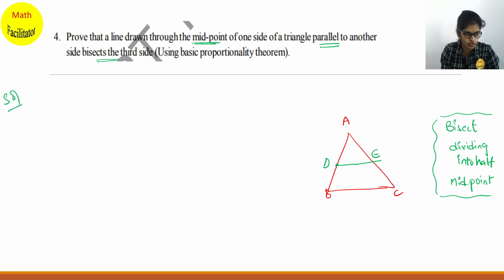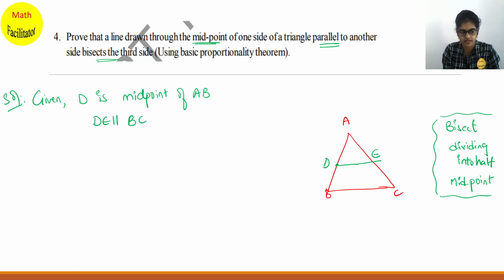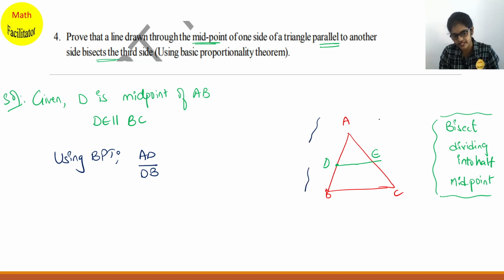So let's write the solution. What is given? D is midpoint of AB, and DE is parallel to BC. So when DE is parallel to BC, using BPT, what can you say? In the triangle, DE is parallel to BC. So using BPT, the basic proportionality theorem, we can say that AD by DB is equals to AE by EC. AD by DB is equals to AE by EC.